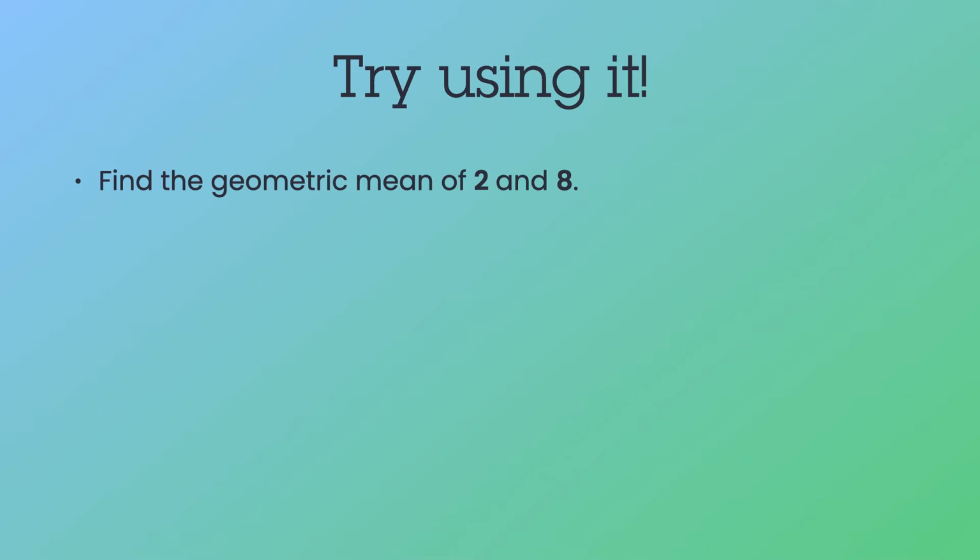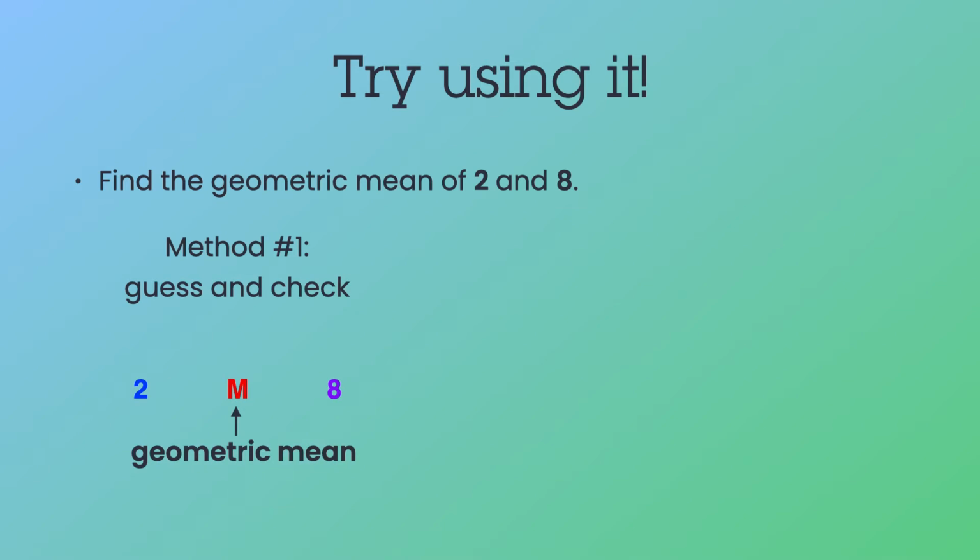We're going to walk through two methods of doing this. The first method is a guess and check method, which can be helpful, especially if your scale factor is a whole number. But keep in mind there is going to be a method 2 where we can use a little bit of algebra to solve this. So we have 2, 8, and the geometric mean somewhere in the middle. Now we're trying to find an R value, a scale ratio that takes us from 2 to M, but then also the same R will take us from M to 8.